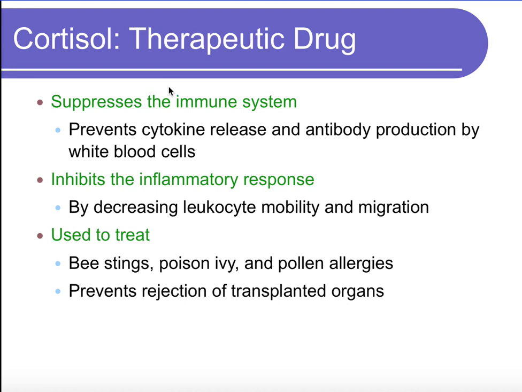There are ways we can use cortisol in a therapeutic way. So we know what it does. Why don't we use it to our advantage? For example, we know that cortisol suppresses the immune system, so it's used when we want to suppress the immune system. For example, it inhibits the inflammatory response. It can be used to treat allergy reactions, for example, to bee stings or poison ivy.